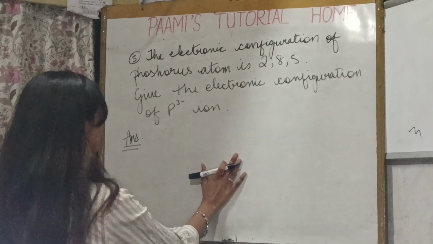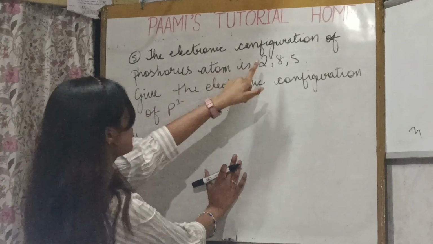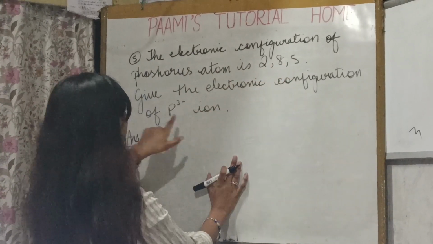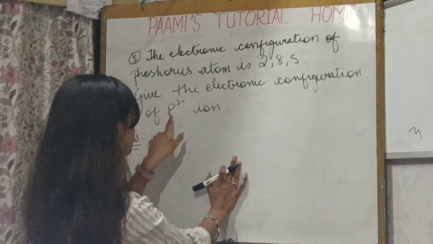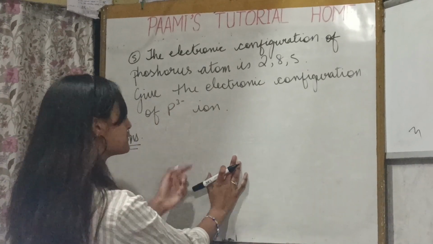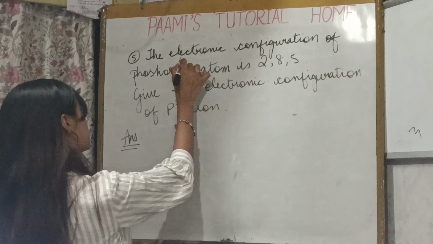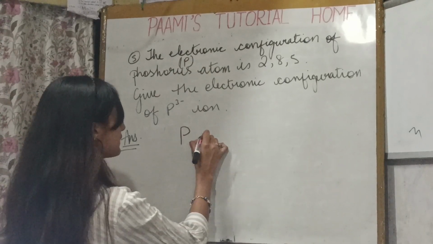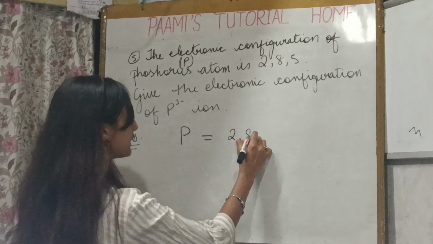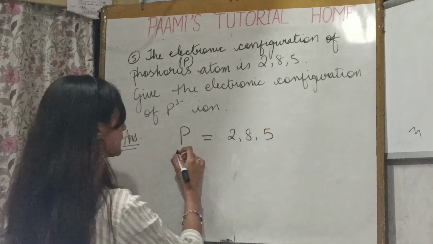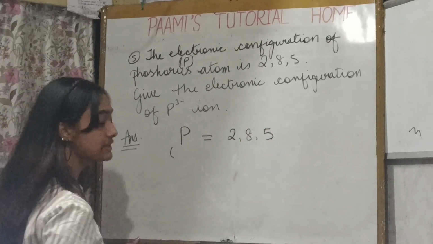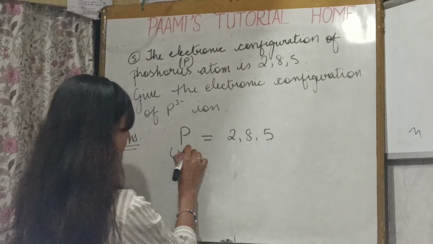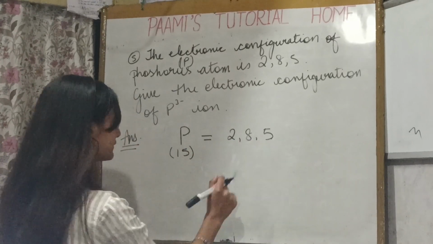So this is our next question. ठीक है. The electronic configuration of phosphorus atom is 2, 8, 5. Give the electronic configuration of P3 minus. P मतलब phosphorus. ठीक है. Phosphorus का formula we write it as P. ठीक है. तो P is given 2, 8, 5. What does it mean? Its atomic number is 8 plus 2, 10, 10 plus 5, 15. So the atomic number for it is 15.